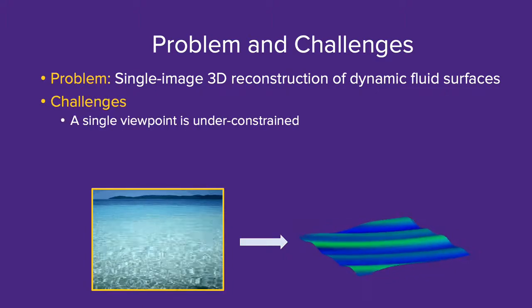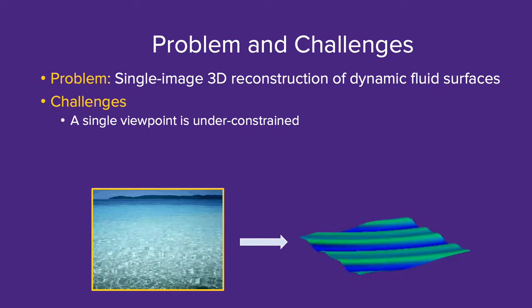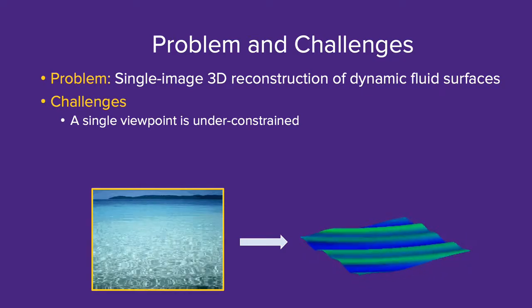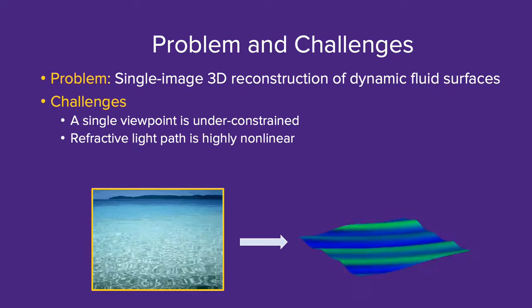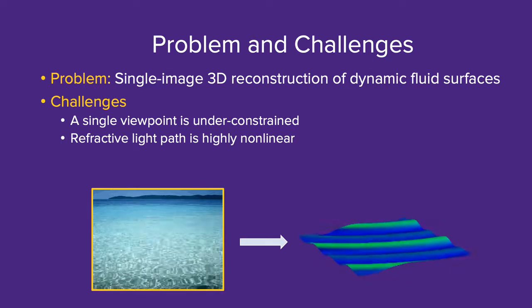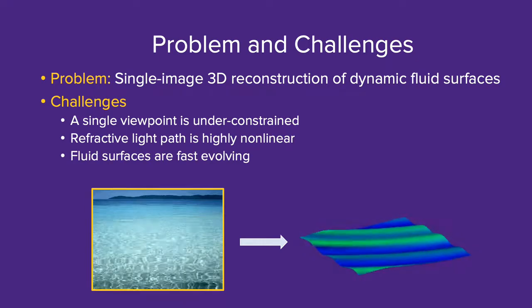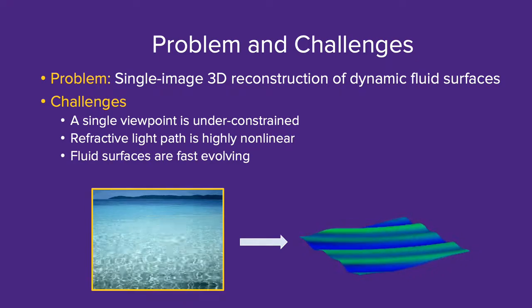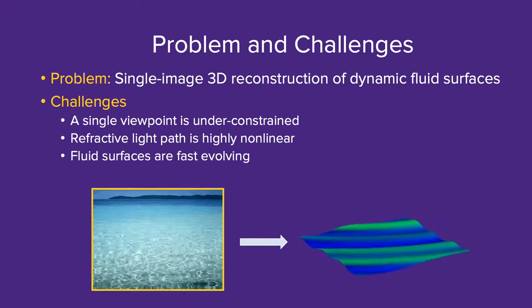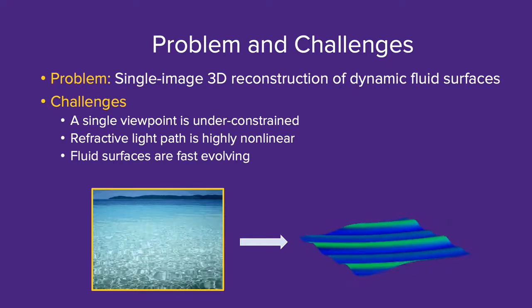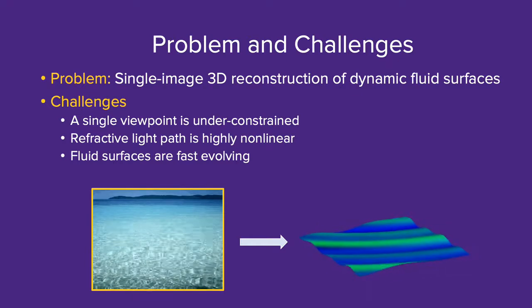First, a single viewpoint is under constraint, making the 3D reconstruction problem ill-posed. Second, fluid surfaces cause refraction that bends the light paths non-linearly. Finally, fluid surfaces are fast evolving and we need to recover a sequence of surfaces that are spatially and temporally consistent.